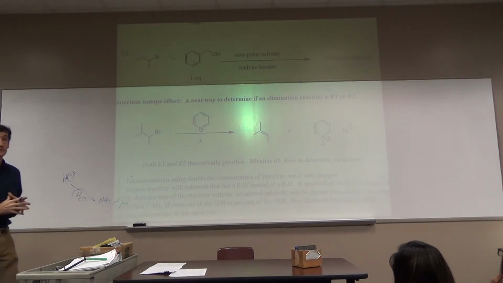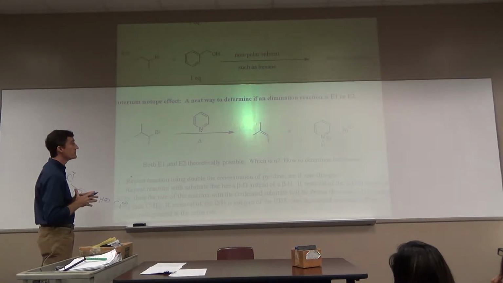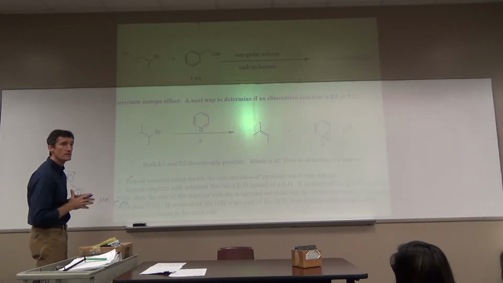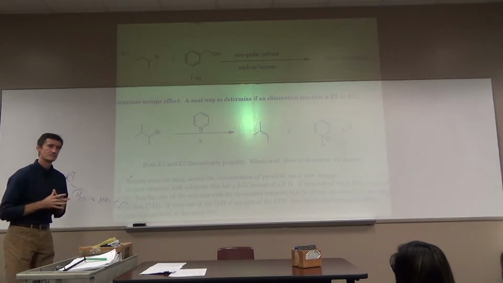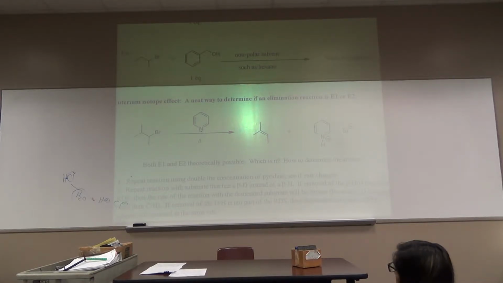I think it's E1. E1? Yeah. Why? Based on what? The product is Zaitsev. Are you saying that E2 cannot give Zaitsev? It can, but E1 always gets Zaitsev. I agree, but E2 often gives Zaitsev. Is pyridine strong enough? You said pyridine was borderline. That's the main question. Is it strong enough to do E2 or is it not strong enough?